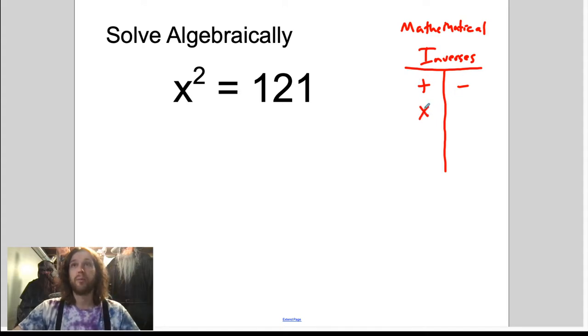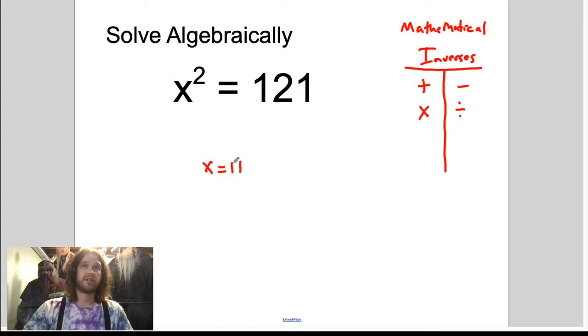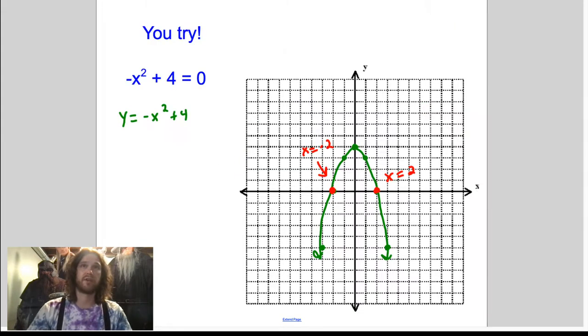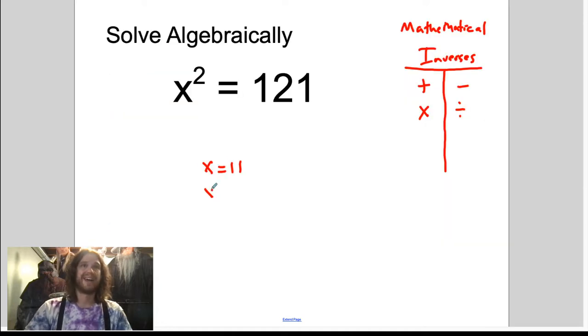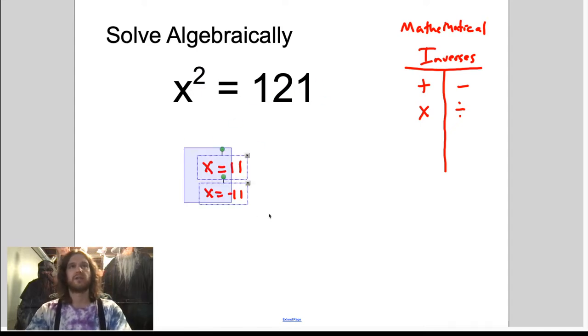If you multiply and then divide, those undo each other. Well, it turns out there's another inverse that we're going to need. So this asks the question, what number times itself equals 121? If you can answer that question, you might say x equals 11. 11 times 11 is 121, but it turns out there's another number as well. Remember, these parabolas crossed at 2 locations. x equals -11 is also a solution because it is a number that also makes this equation true.